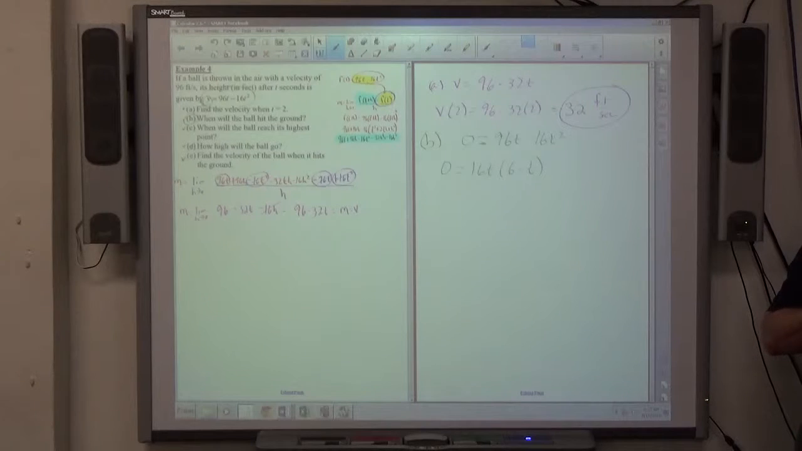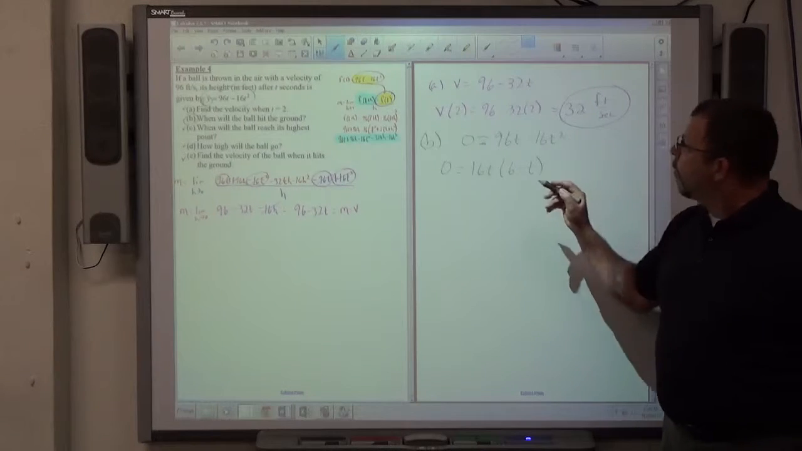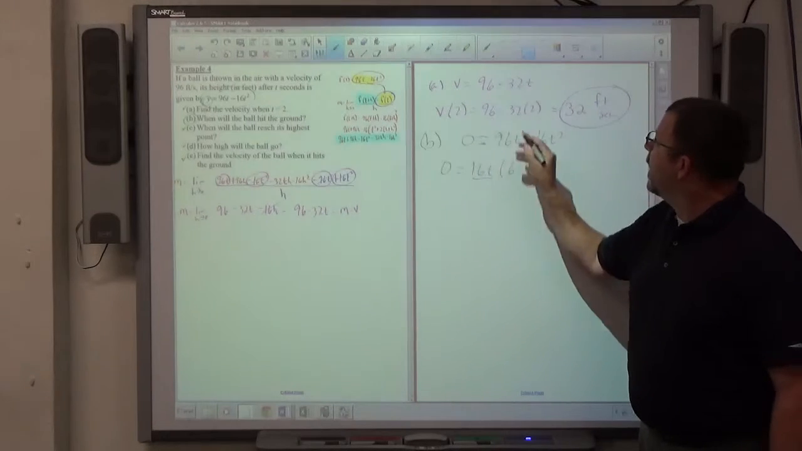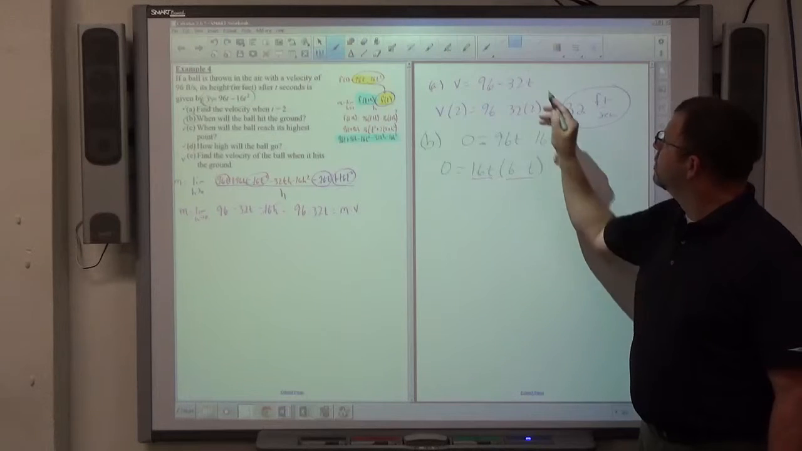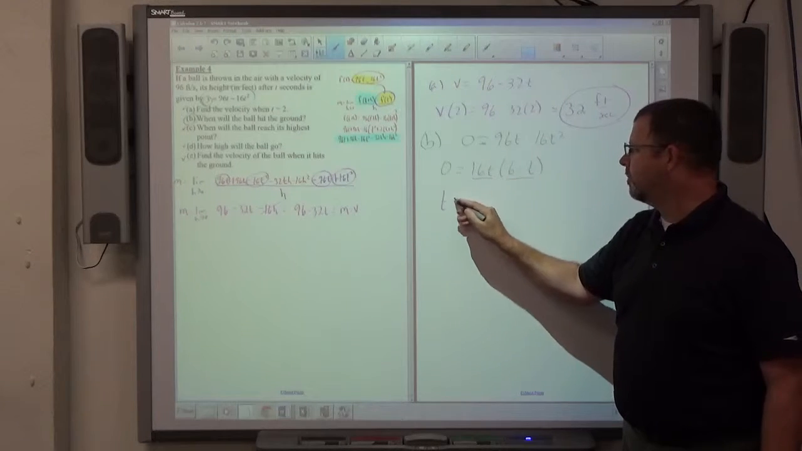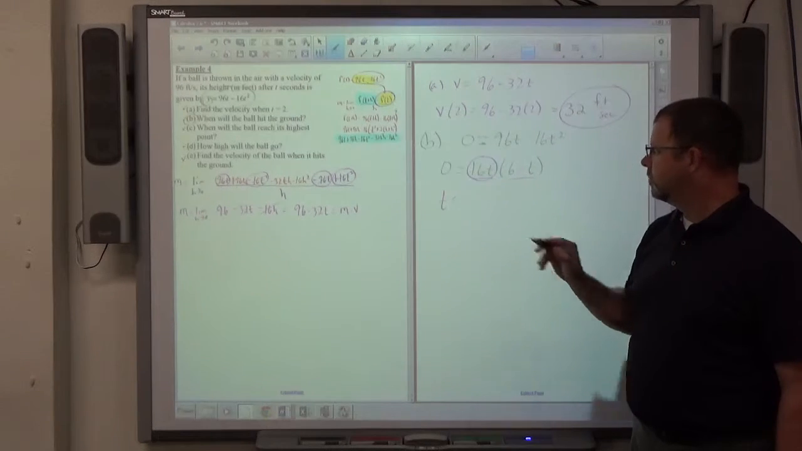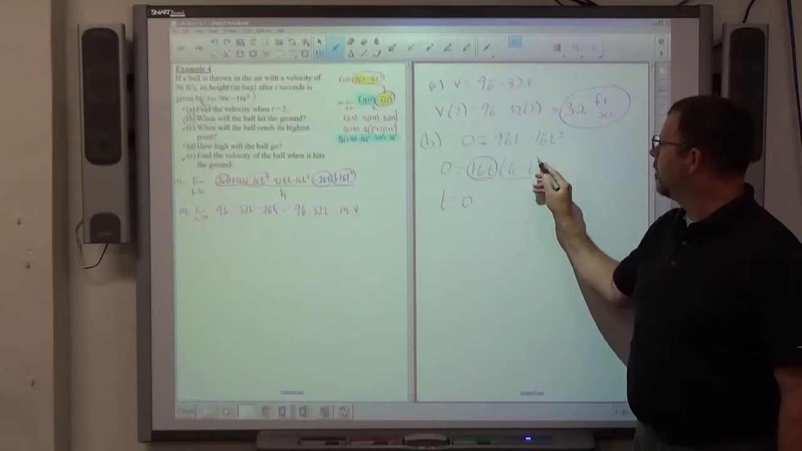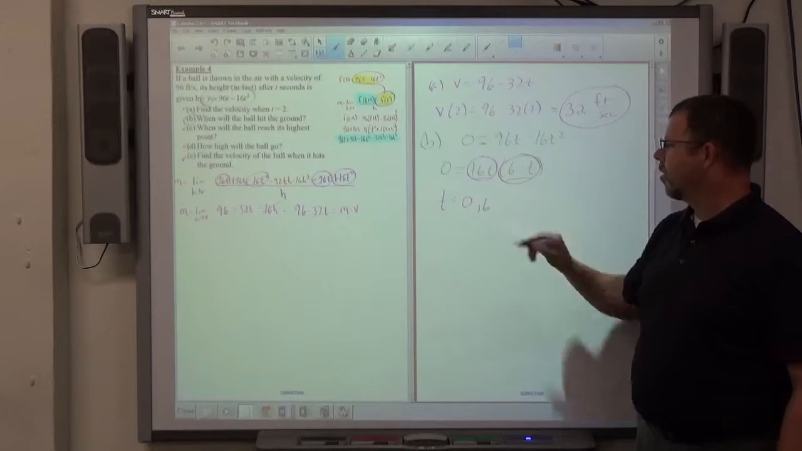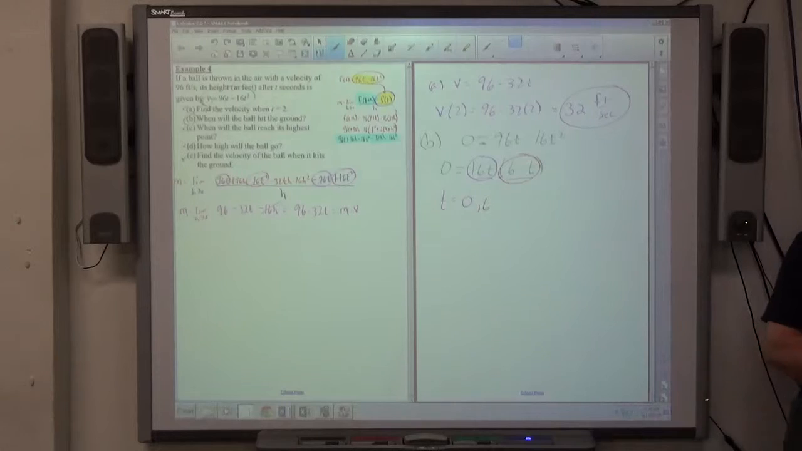Always look for factoring possibilities. Factoring is easier than quadratic formula if it factors easily. In this case, it does. Once I've got it factored, either factor A or factor B equals 0. What makes factor A equal to 0? This one. 0. What makes factor B equal to 0? 6. Which is the one where it hits the ground? 6. Why is it 6 instead of 0?